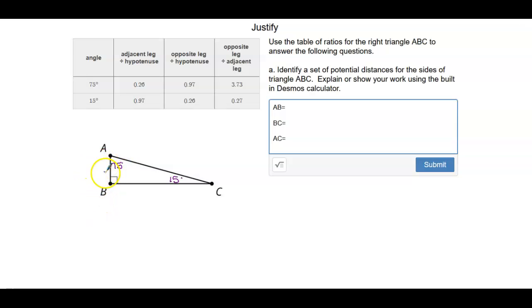And I'm just going to pick a length. So we'll say that this length is 1. Actually, you know what? We're going to say that the hypotenuse is 1. And this is just one possible solution. Somebody else could have come up with something totally different for this. But I'm going to say that AC is equal to 1.